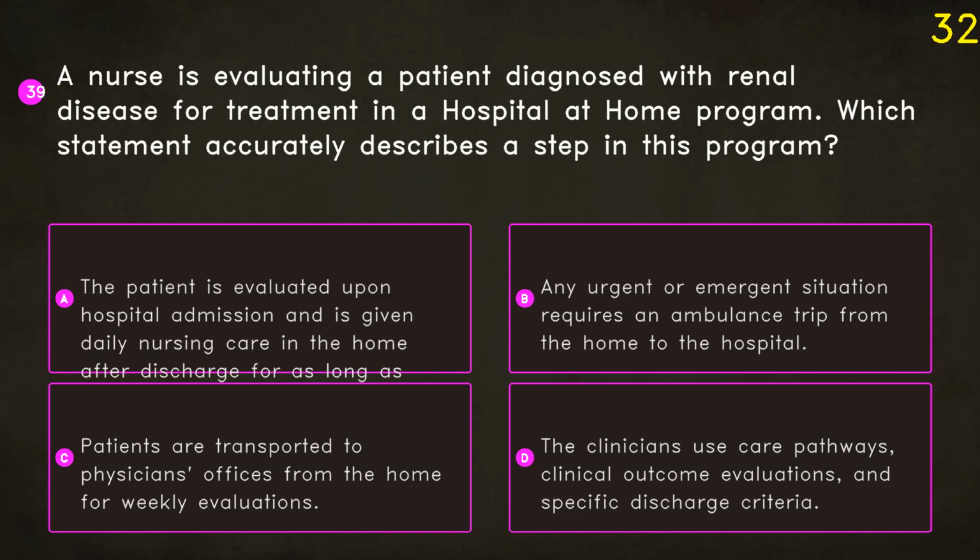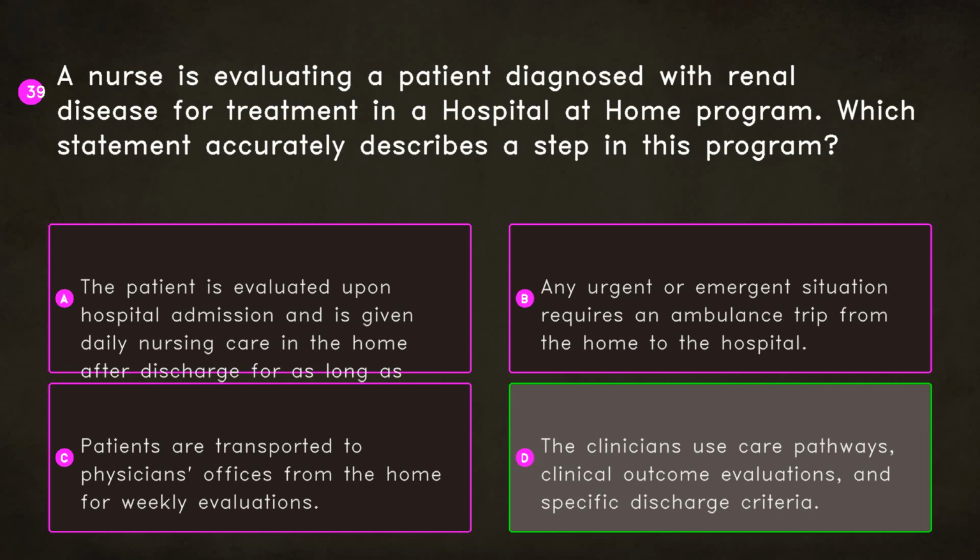Question 39. A nurse is evaluating a patient diagnosed with renal disease for treatment in a hospital-at-home program. Which statement accurately describes a step in this program? A. The patient is evaluated upon hospital admission and is given daily nursing care in the home after discharge for as long as necessary. B. Any urgent or emergent situation requires an ambulance trip from the home to the hospital. C. Patients are transported to physicians' offices from the home for weekly evaluations. D. The clinicians use care pathways, clinical outcome evaluations, and specific discharge criteria. The correct answer is the clinicians use care pathways, clinical outcome evaluations, and specific discharge criteria.